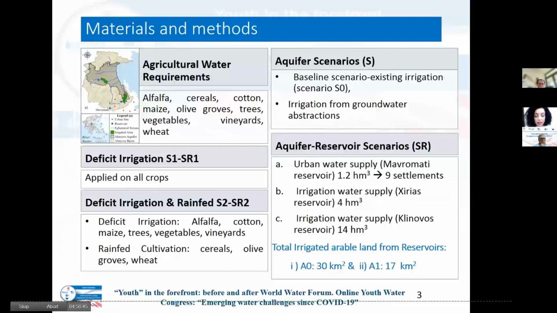In addition to that, we studied some irrigation scenarios, the deficit irrigation. Consider scenario S1 when irrigation happens from the aquifer, and scenario SR1 when irrigation happens from the aquifer and the reservoirs. And then deficit irrigation and rain-fed cultivation as scenario S2 and SR2. The deficit irrigation is considered for alfalfa, cotton, maize, trees, vegetables, and vineyards, and rainfed cultivation for cereals, olive groves, and wheat.